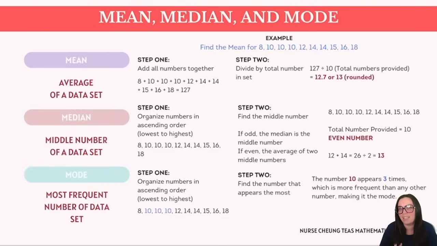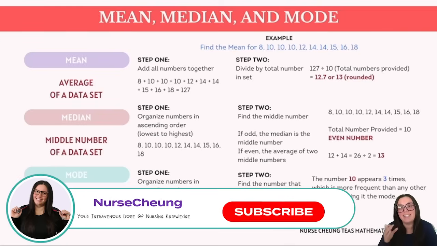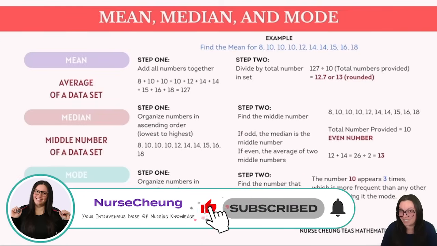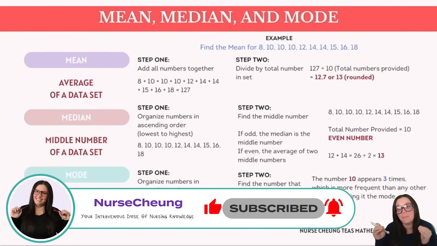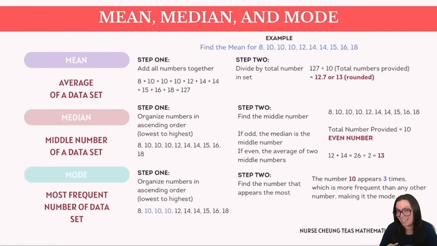Let's start off by talking about mean, median, and mode. So our mean is the average number of a data set. Our median is the middle number of a data set. And our mode is going to be the most frequent number of a data set.